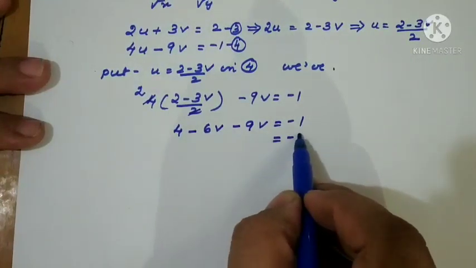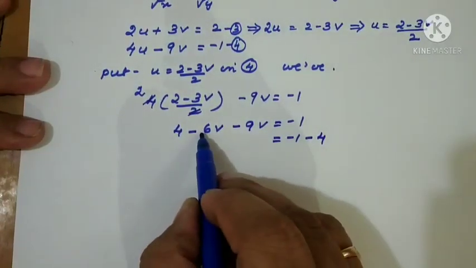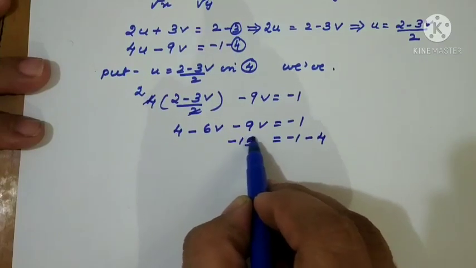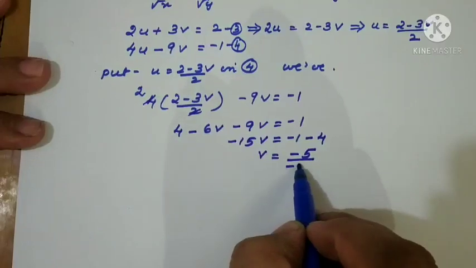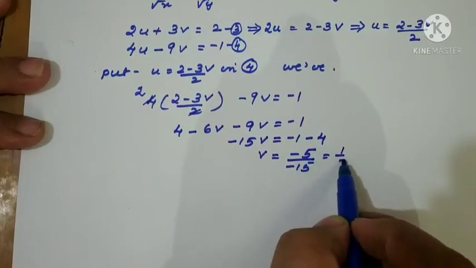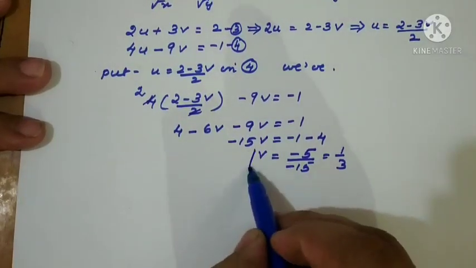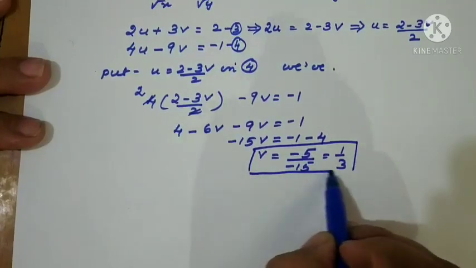4 I am taking to this side, so minus 1 minus 4 only. Minus 6 minus 9, it is minus 15v. So v equal to minus 5 divided by minus 15 equal to 1 by 3. So we got v equal to 1 by 3.